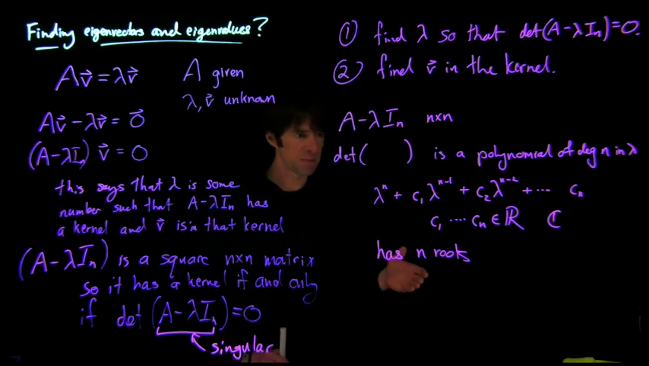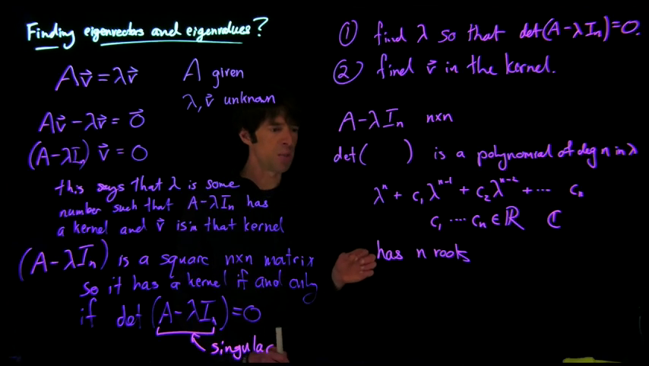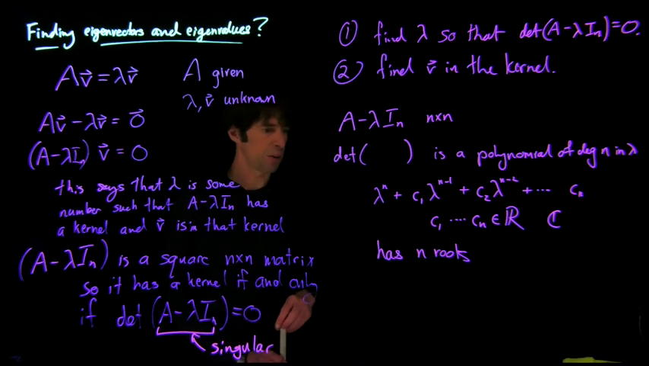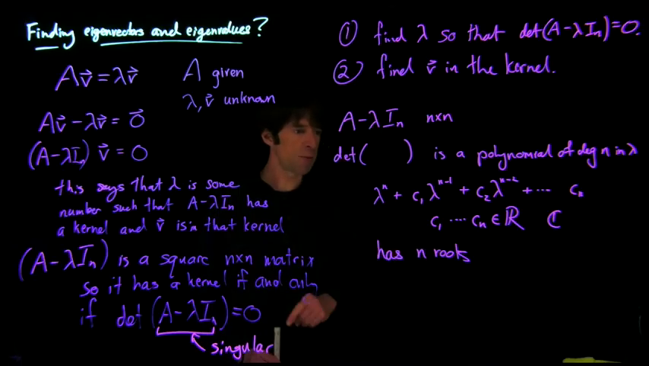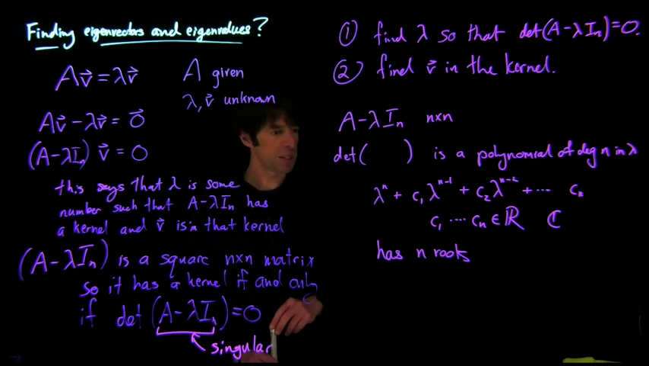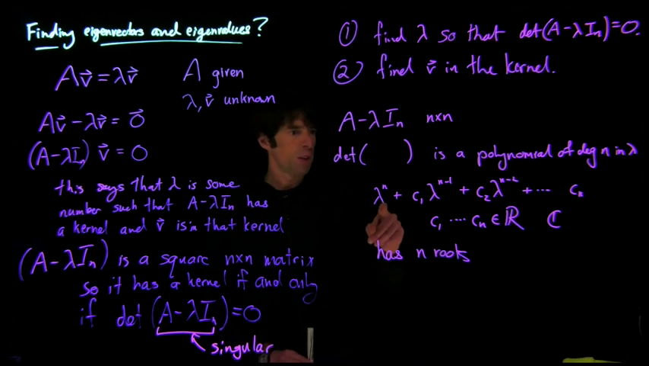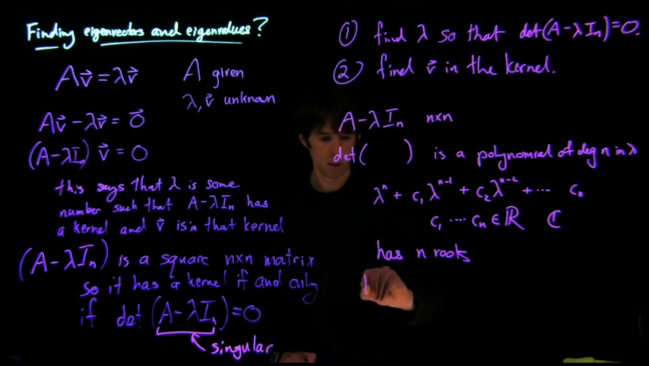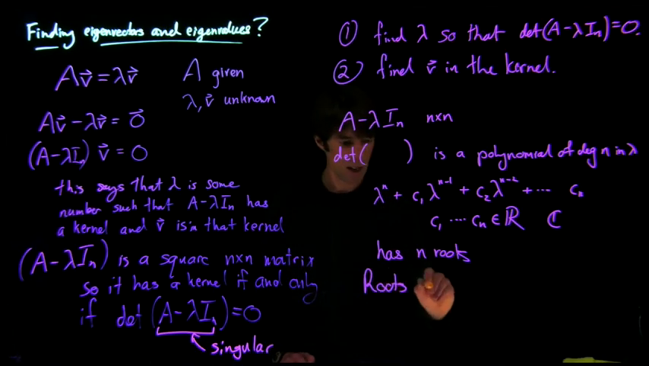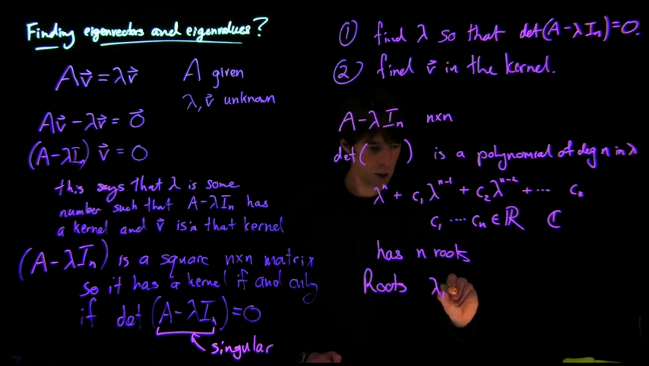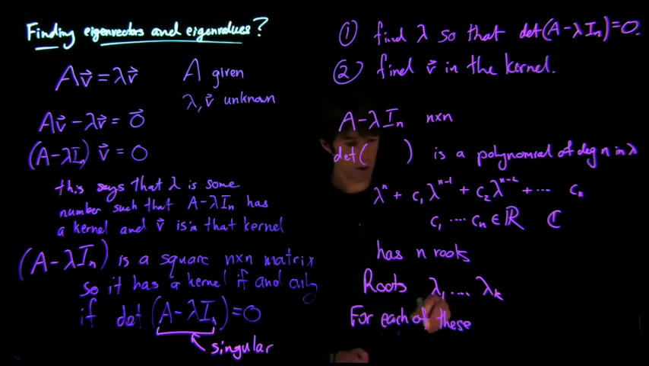So we'll have n different roots if we count them with their multiplicities, and we're allowed to use complex numbers. If we're only using real numbers, then you might see fewer than n roots. But we'll have at most n roots and possibly fewer, and some of them might be repeated. You only get n if you count the roots with their multiplicities, and you're only guaranteed to get n if you use complex numbers. So you find the roots to this polynomial, and let's call these roots lambda 1 up to lambda k.